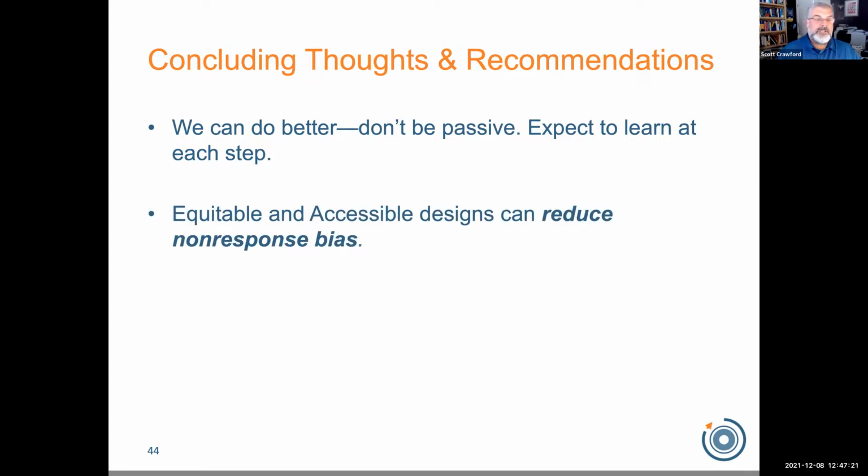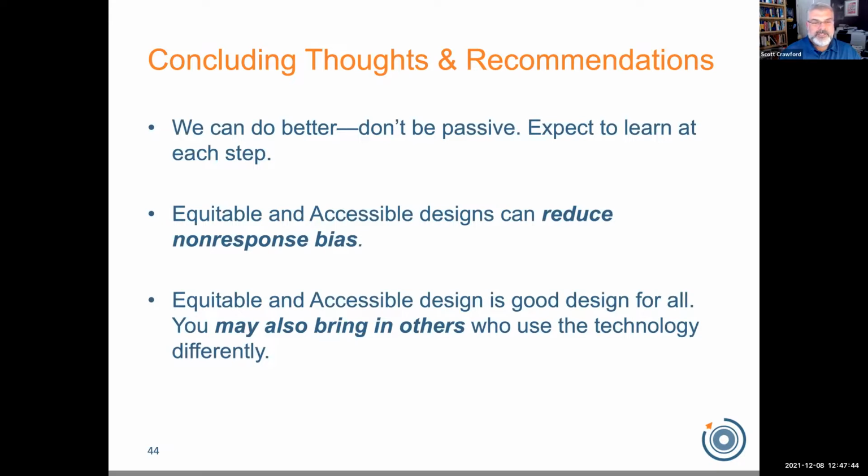I think we are seeing clearly that accessible and equitable designs can reduce non-response bias and also just generally improve data quality. If we have people who are participating in surveys that would not have otherwise, we are improving. We're doing better. We're getting at respondents that would not have responded otherwise. Equitable and accessible design is good design for all.